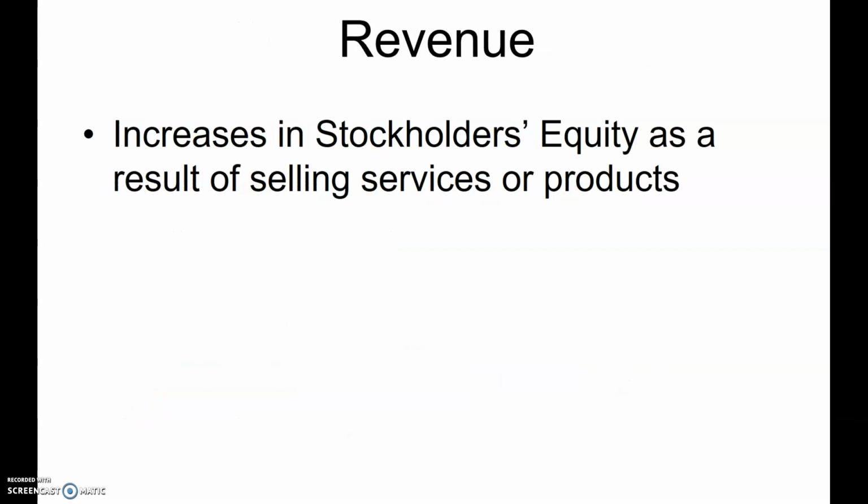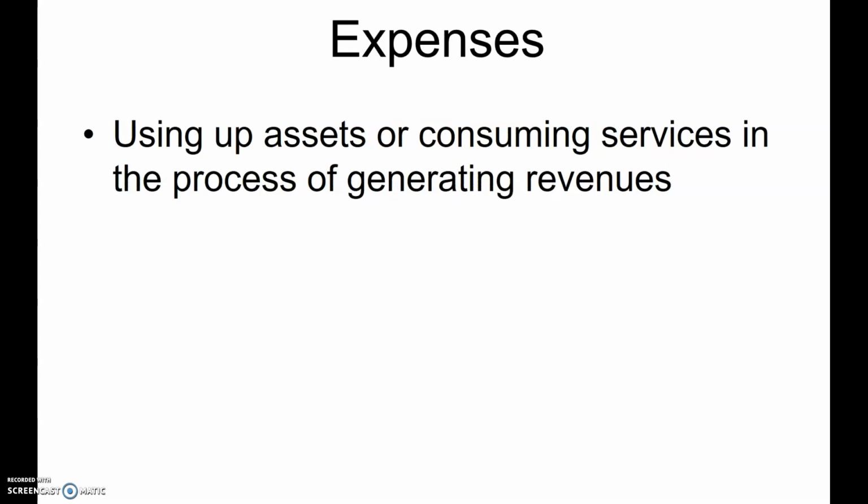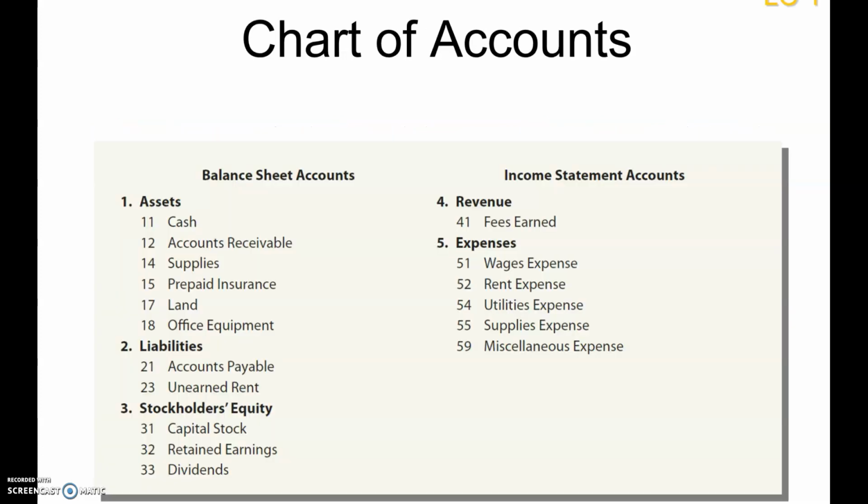And so we know revenue, right now we're looking at service businesses. So this is what we record when we perform services. Expenses, right? These are the bills of the company. And here we can see a chart of accounts. And here we can see the numbering system. All of the assets have an account number 1, 2 for liabilities, 3 for stockholders' equity, 4 for revenue, 5 for expenses. So when we're recording changes in the accounting equation, these are the specific names of the things that we can use when we're showing the change.